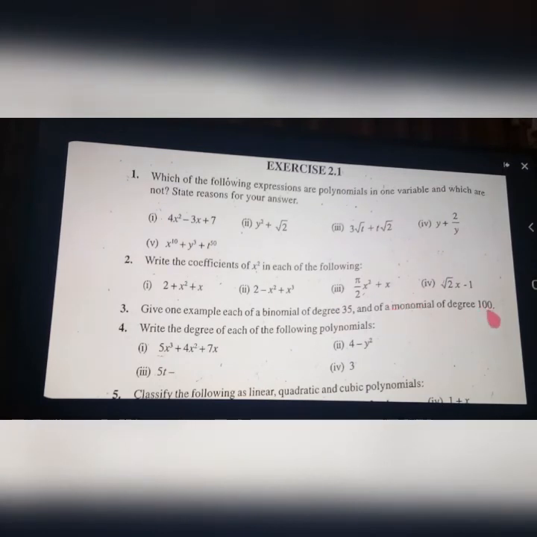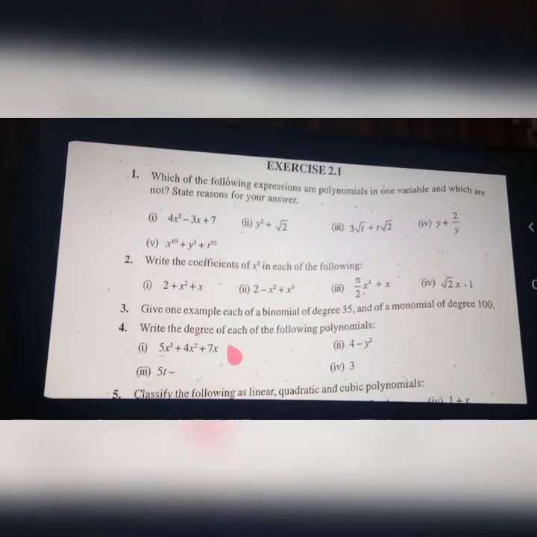Next one, a monomial of degree 100. A monomial of degree 100 means only one term. So only one term and the degree should be 100. How can I write it? x raised to 100, over. Otherwise 7x raised to 100. Clear? So these are all called a monomial of degree 100.